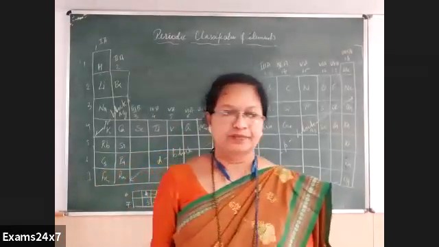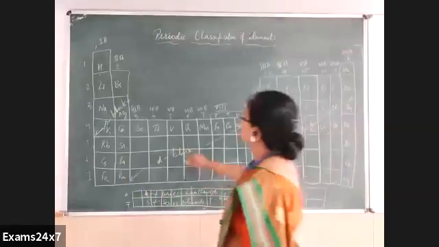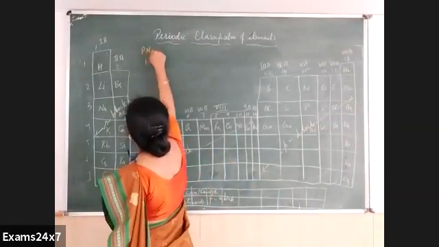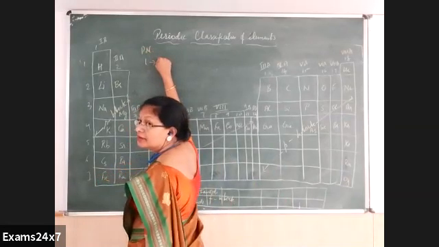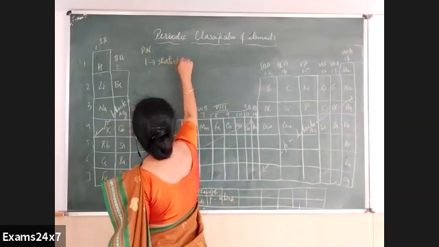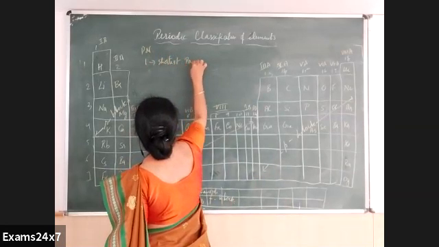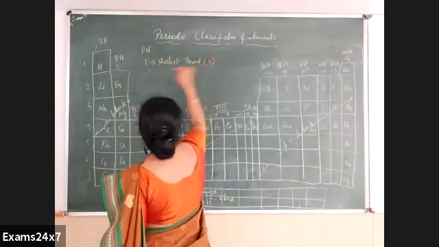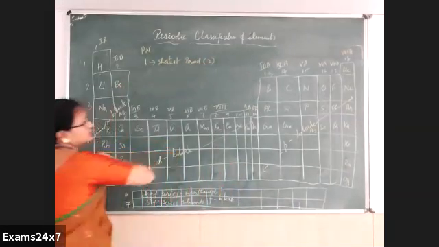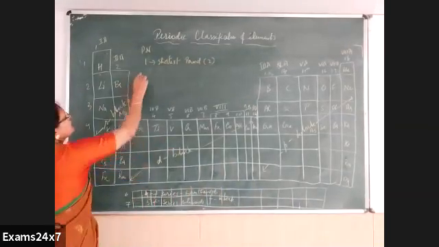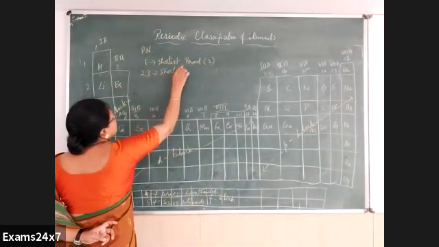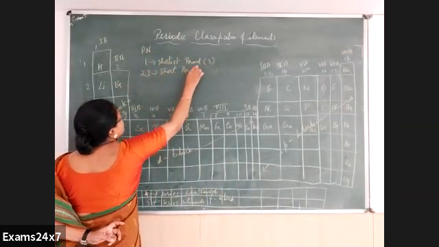name of each period. The first period is called the shortest period, which contains how many elements? Only 2 elements, hydrogen and helium. Second and third contain the same number of elements. Second and third are called short periods. How many elements do they have?